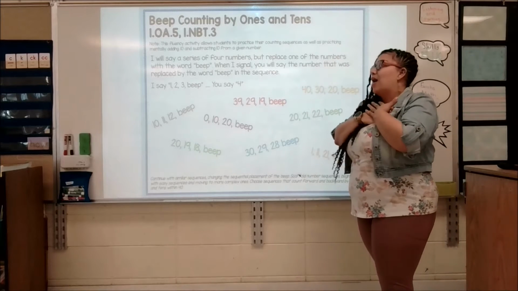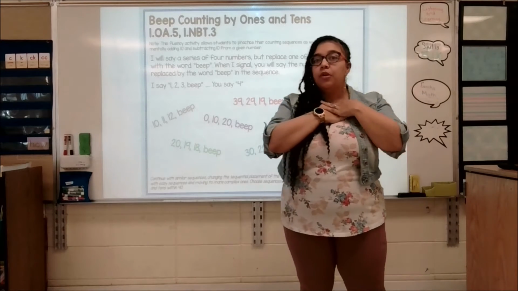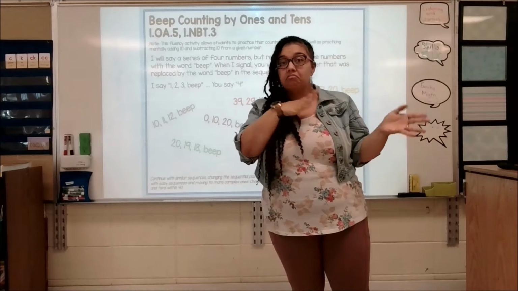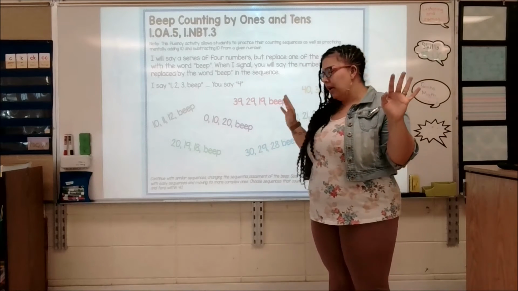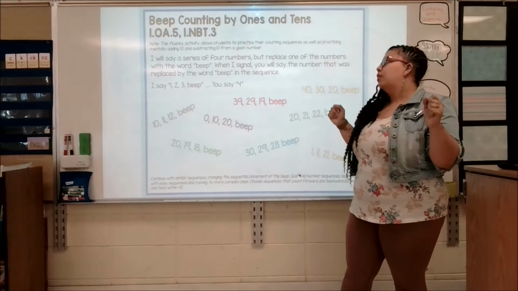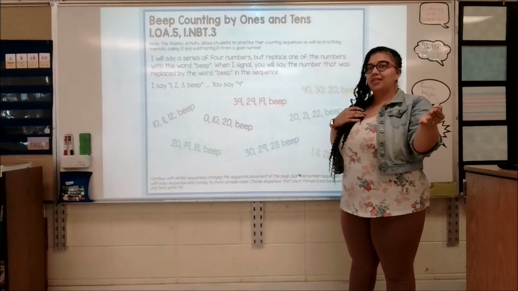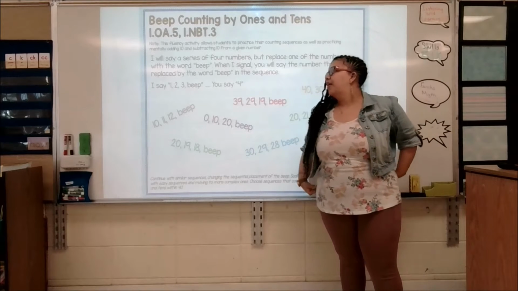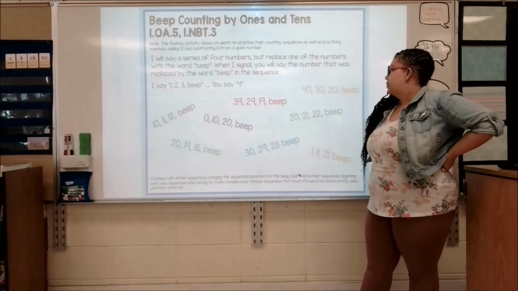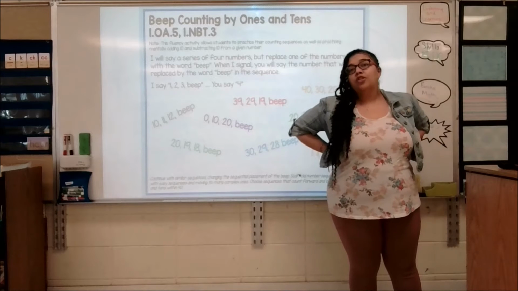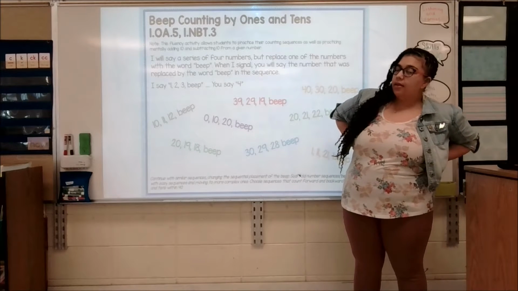So what's going to happen is I say 1, 2, 3, beep, and you say 4. Plain and simple. Sounds pretty okay, I can do this, right? Yeah. So 10, 11, 12, beep. 13, good. All right. How about 20, 21, 22, beep.